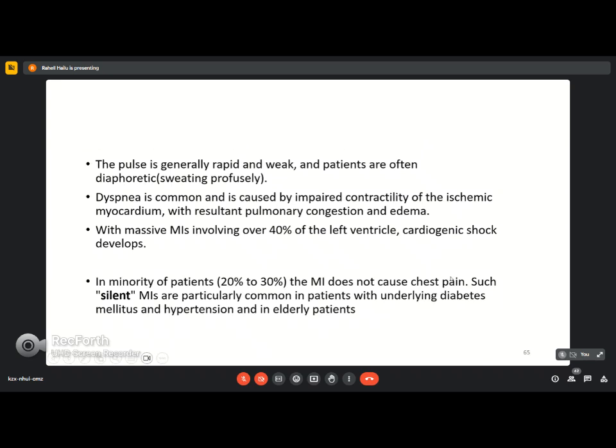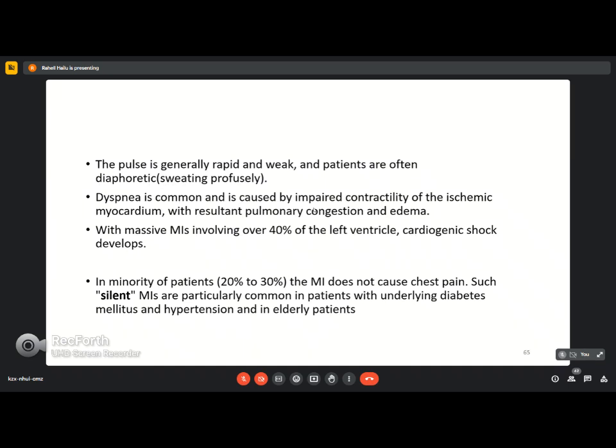So shortness of breath is common, and this is mostly due to systolic dysfunction. And with massive MIs involving over 40% of the ventricle, then you have cardiogenic shock, because a very large chunk of the heart muscle is not functioning anymore. So when the heart is not functioning, it cannot maintain the systemic pressure. So it fails and they become hypotensive.